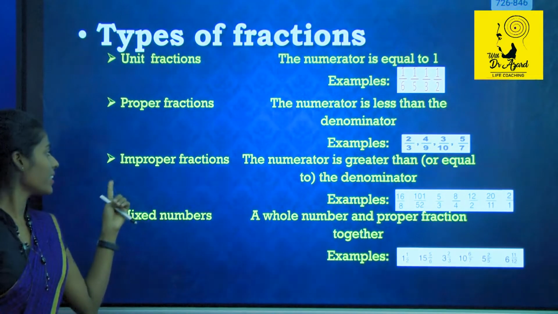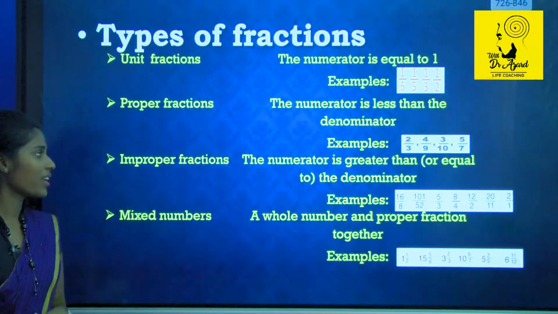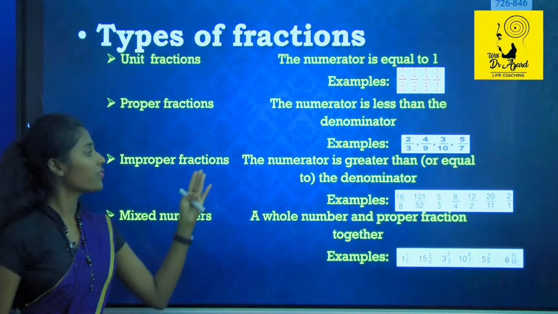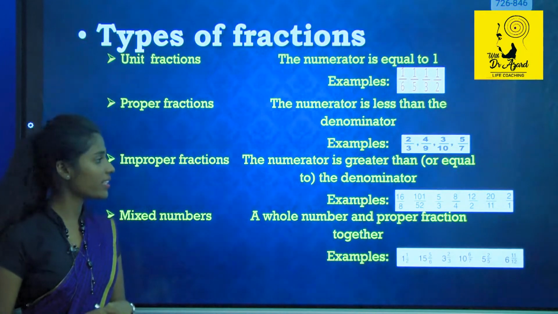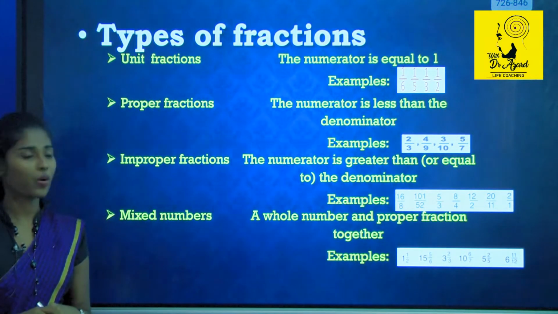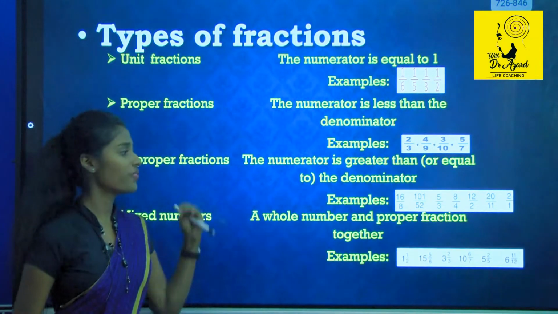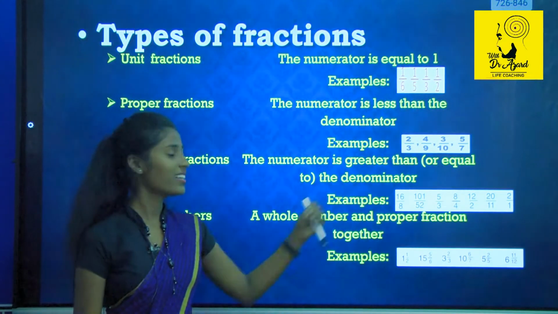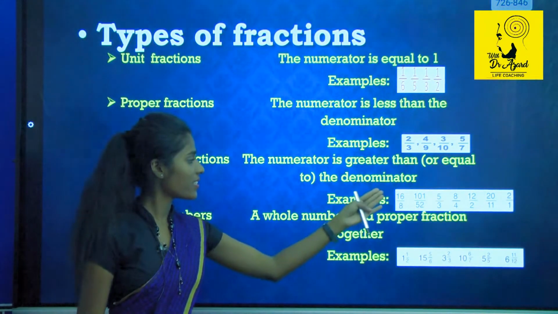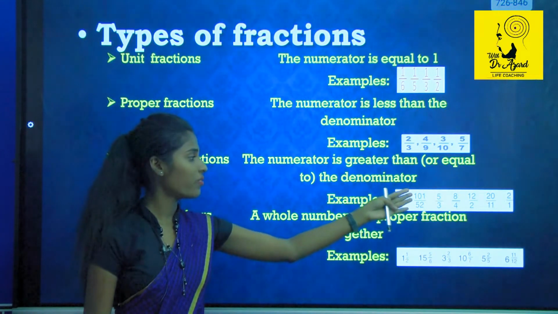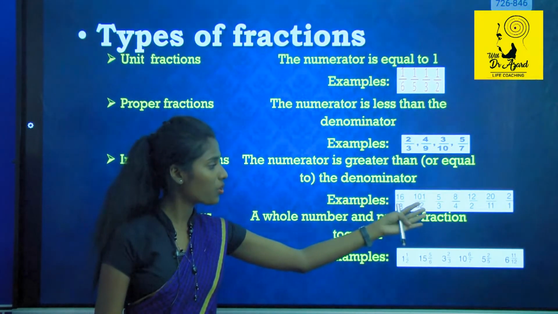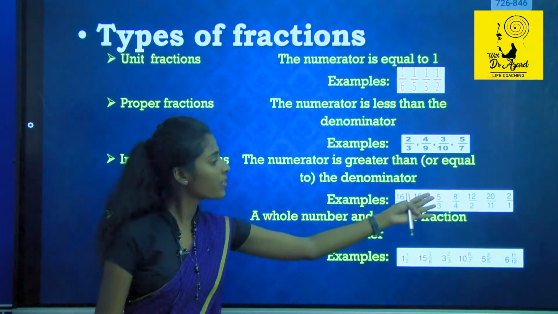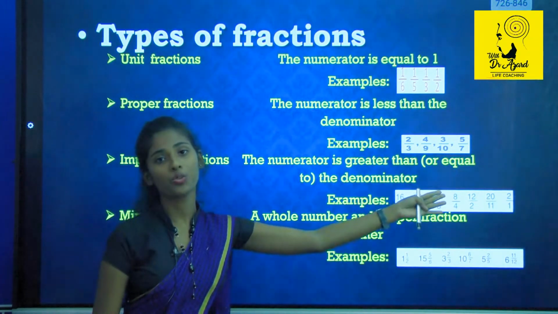Okay, next one is improper fraction. If the numerator is greater than or equal to the denominator, such type of fractions are called as improper fractions. Here you can see some examples. 16 over 8, 101 over 52, 5 over 3, 8 over 4, 12 over 2, 20 over 11, 2 over 1.